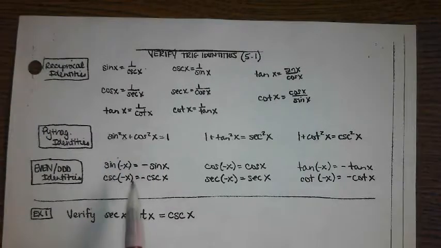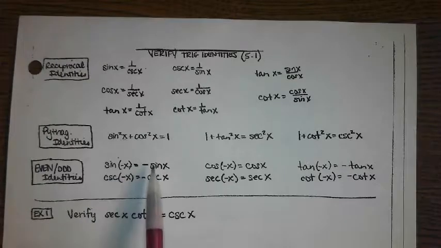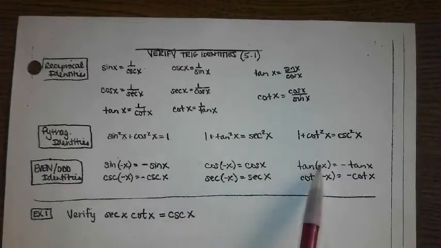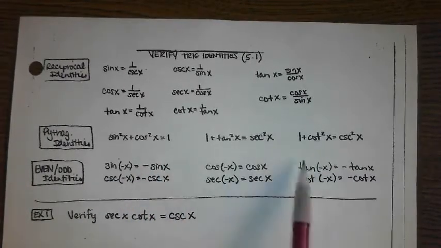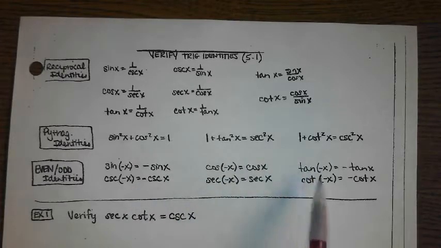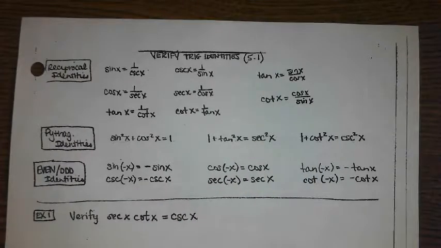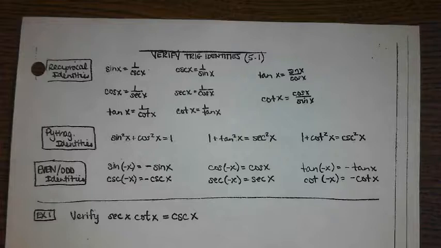And then your even and odd identities, because sine is odd and because tangent is odd, we get this property with the sines, cosecants, tangents, and cotangents. And because cosine is even, we get that the cosine of negative x just equals cosine of x, and the same for secant. I don't know that we'll use those as often, but I just reminded you of all the properties you know so far.